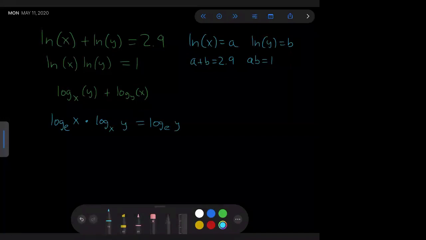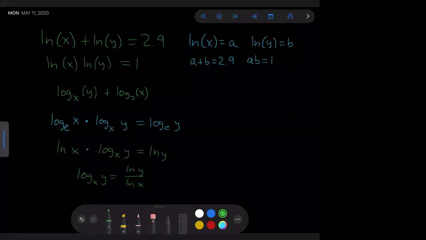Now, what does this mean? Let's change everything back to natural logs, right? Natural log of x times log base x of y is equal to natural log of y. So log base x of y is equal to natural log y over natural log x. That kind of makes sense, doesn't it? So that's another neat trick. It's just a rewording of our old green trick.